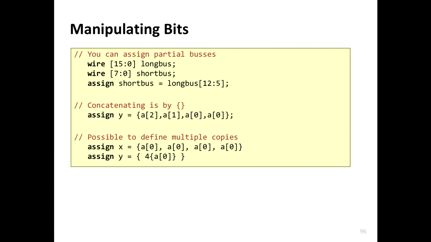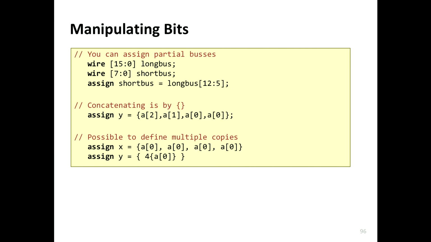You can also do bit manipulation. For example, you can assign part of a bus. So if this is a 16-bit bus, the long bus, and then there's an 8-bit short bus, you can actually assign some bits of the long bus to the short bus. So you can pick up some bit values, compute, and assign this to the short bus.